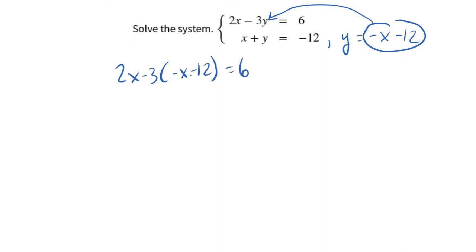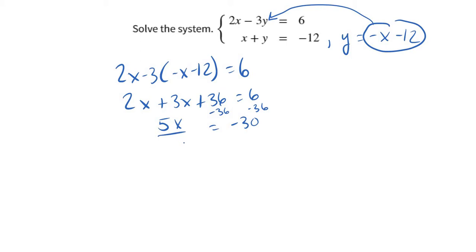Notice what I did. Now I've only got x's, and I can solve for x. So 2x, let's go ahead and multiply that through. So plus 3x plus 36 equals 6. Now I've got a little algebra equation, right? So 5x, let's subtract that 36 over there, equals negative 30, and divide. Hey, looks like x is negative 6.